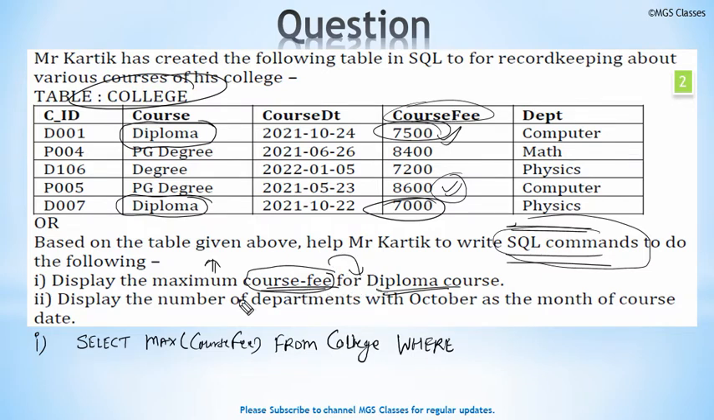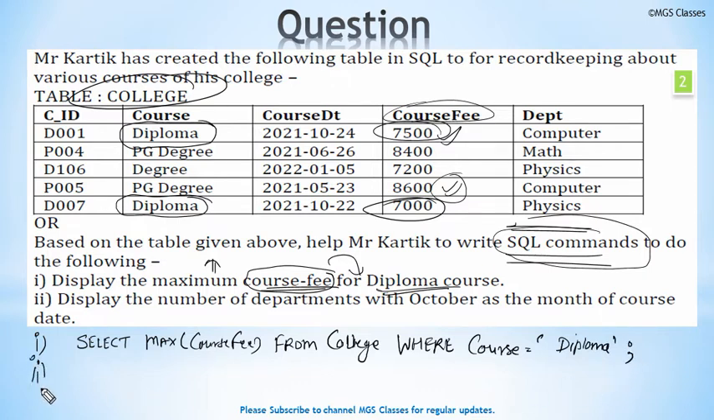In the question it is asked for the maximum of course fee for the diploma course only. That's why the where condition is necessary here. So for the where condition you will write: where course equals to diploma. That way you can answer. So this will be the correct query.